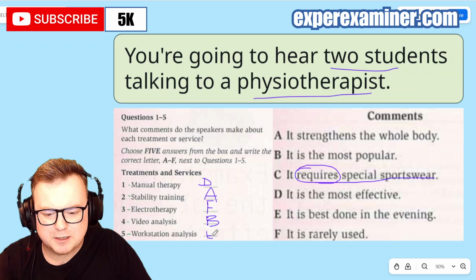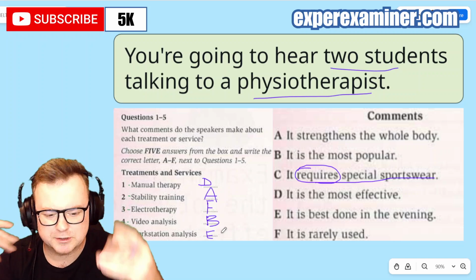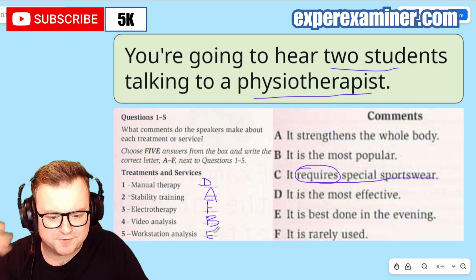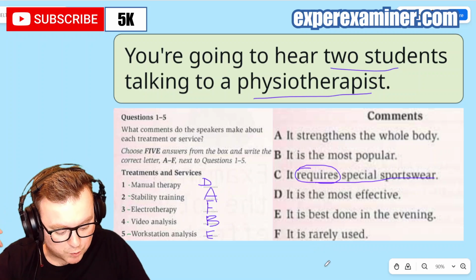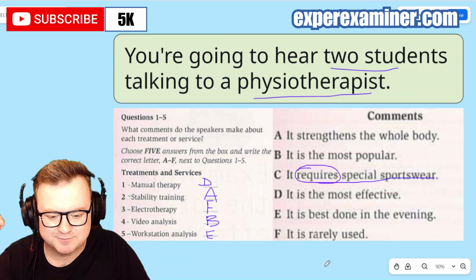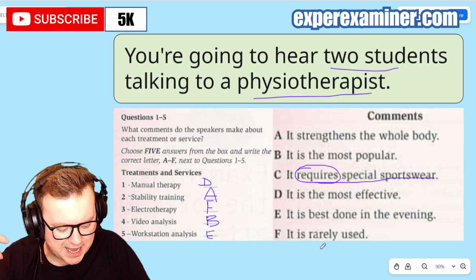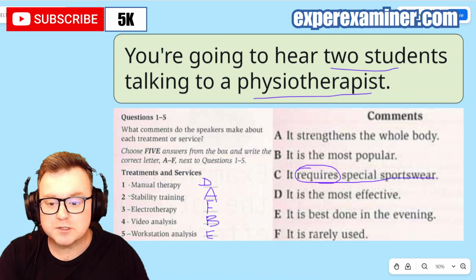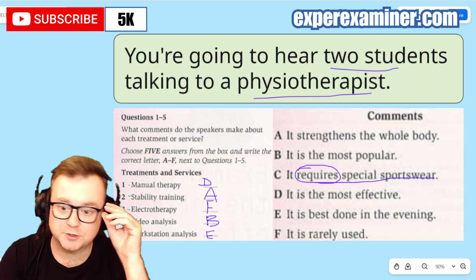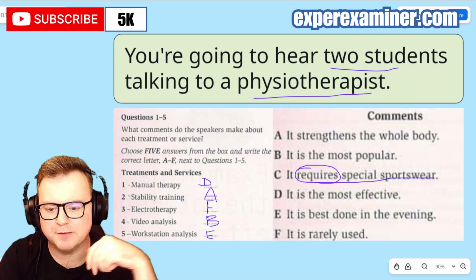The female student mentioned she has bad posture during the day, something like this. And then the physiotherapist said, yeah, that's why we ask people to come at the end of the day. I mentioned in my paraphrase, maybe after your working day, which is very close to at the end of the day. So I hope you can see that, even if you have difficulty with part 3, and don't worry, we're going to do questions 6 to 10 in a moment.